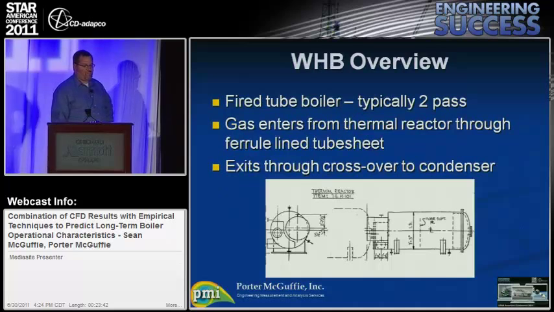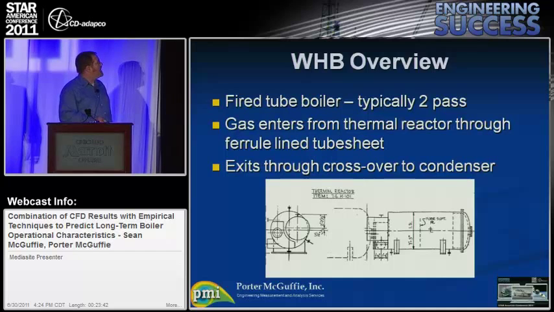Basic overview of waste heat boilers. They're what's known as a fired tube boiler. If we can see with the laser, that's not really showing up too well. But what we see on the left-hand side in the dotted lines is a thermal reactor. That enters through what's known as a crossover into the hot pass of the waste heat boiler, travels down the waste heat boiler, makes a loop through the second pass, and then exits to the condensers.